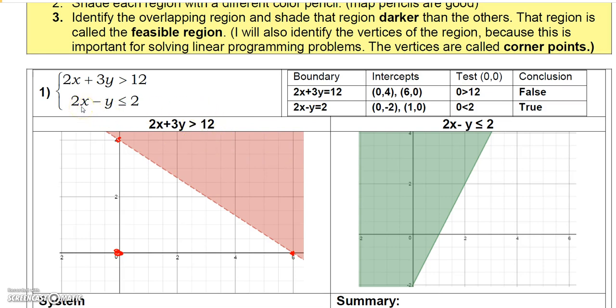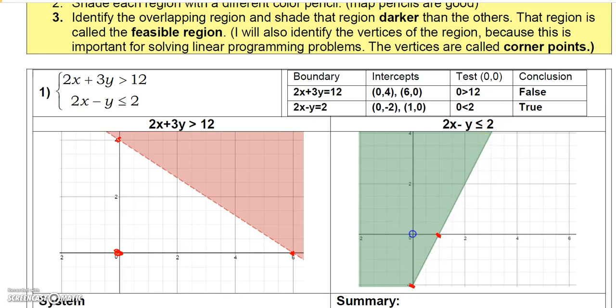Now the other inequality, 2x minus y is less than or equal to 2, the boundary would be 2x minus y equals 2. If you let x equal 0 and solve for y, you get negative 2. So the point (0, -2) is right down here. And then if you let y be 0 and solve for x, you get the point (1, 0), and the point (1, 0) is right here. And since this does have the equal to with it, you would draw a solid line through there.